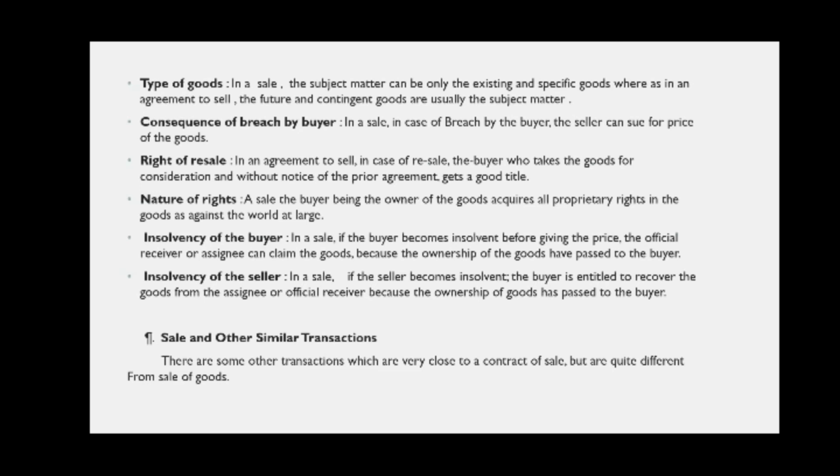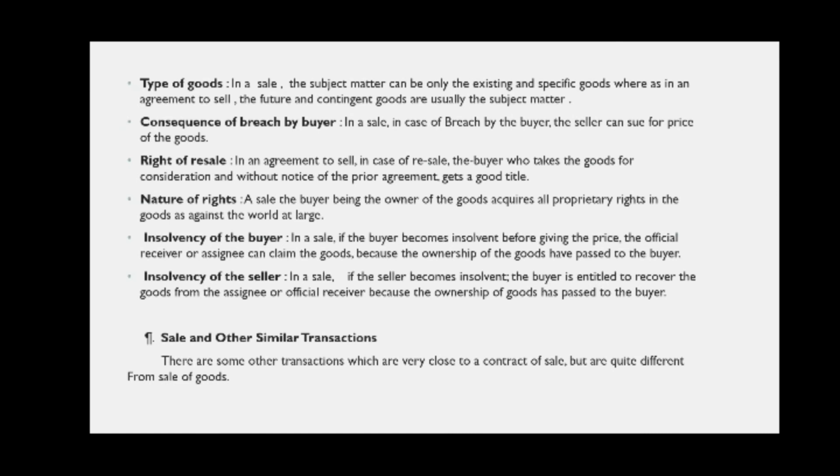Consequence of breach by the buyer. In a sale, in case of breach by the buyer, the seller can sue for the price of the goods even if the goods are in his own possession, or he can exercise the right of lien, stoppage in transit or resale of the goods. But in an agreement to sell, if the buyer commits default, the seller may sue for damages only and not for the price, even though the goods are in the possession of the buyer. Right of resale. In a sale, the seller cannot resell the goods. In an agreement to sell, in case of resale, the buyer who takes the goods for consideration and without notice of the prior agreement gets a good title.